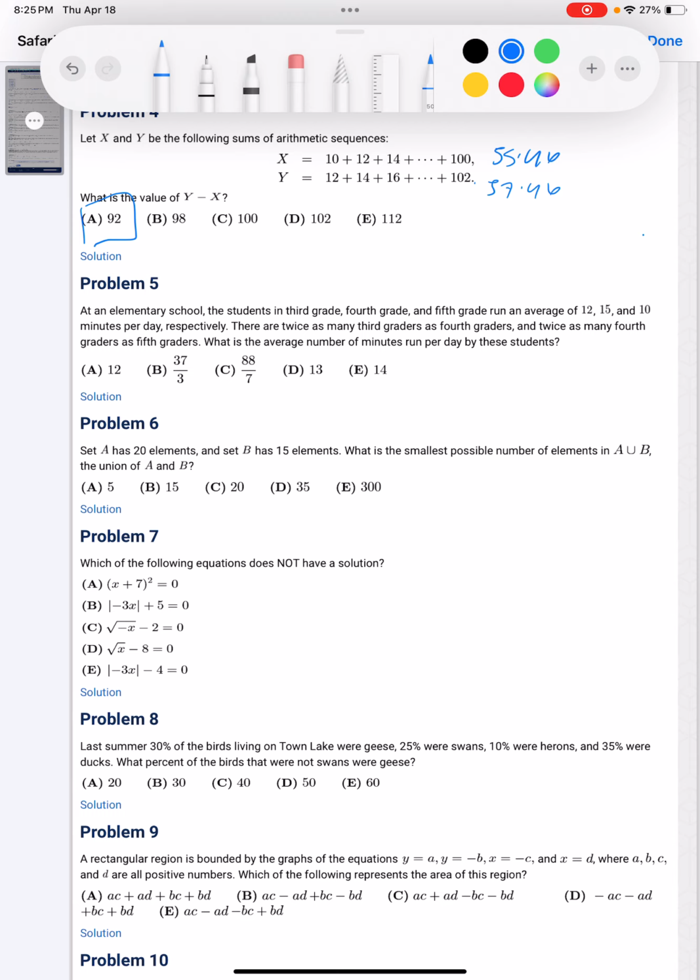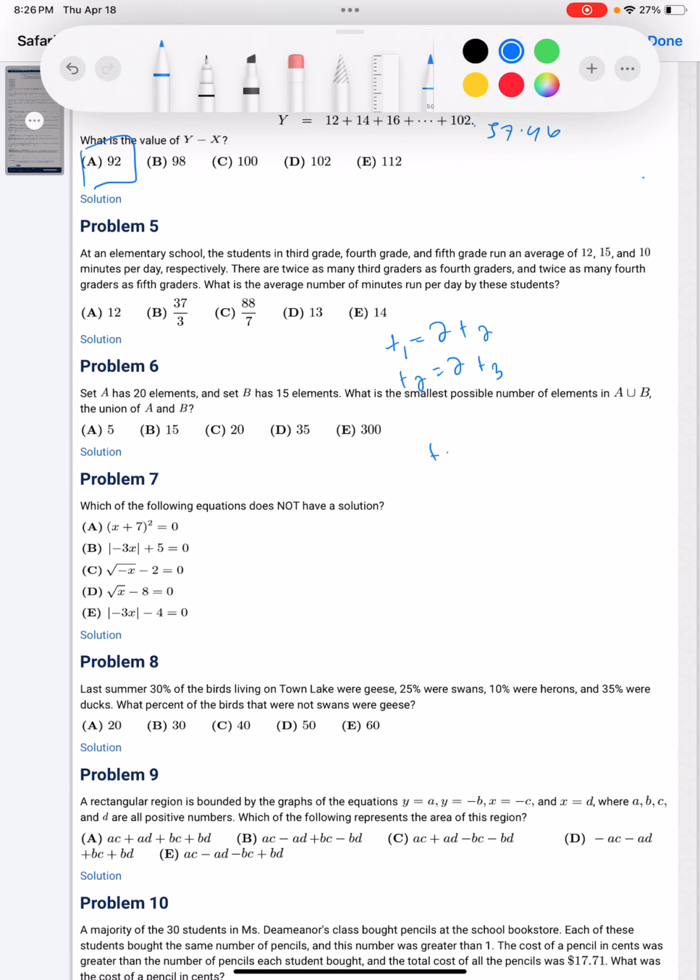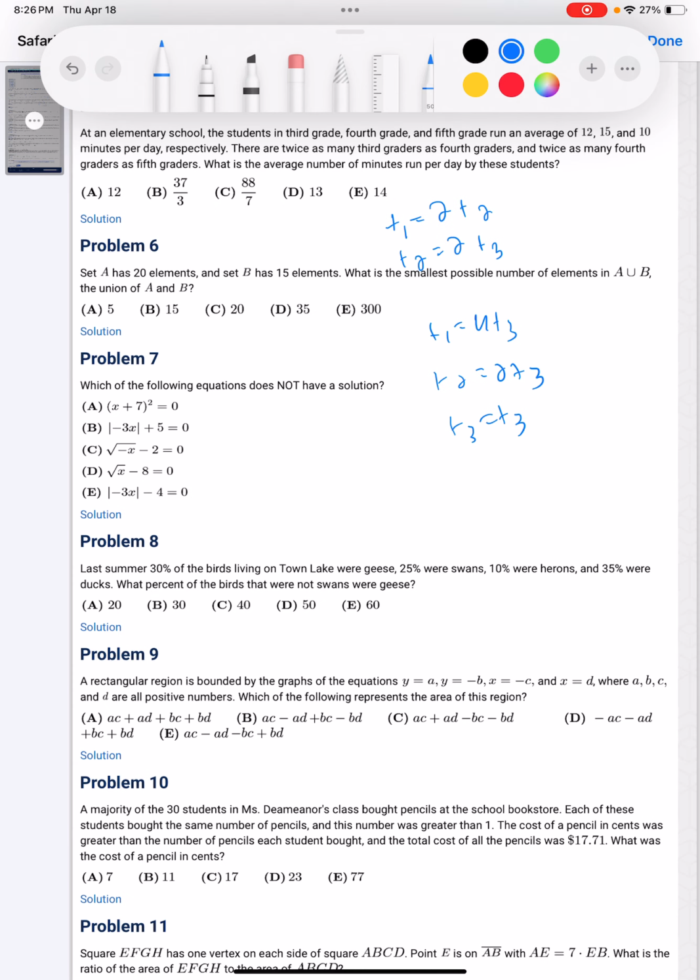So we can say T sub 1 for 3rd grade, T sub 2 for 4th grade, and T sub 3 for 5th grade, and we can set up these equations. So T sub 1 equals 2 T sub 2, and then T sub 2 equals 2 T sub 3. And so we can see that T sub 1 equals 4 times T sub 3 if we substitute T sub 2 in equation 1. So we can write T sub 1 as 4 T sub 3. We know T sub 2 equals 2 T sub 3, and T sub 3 equals T sub 3. So we have a total of 4 plus 2 plus 1, so 7 T sub 3, okay?